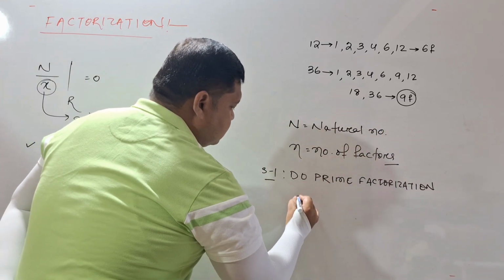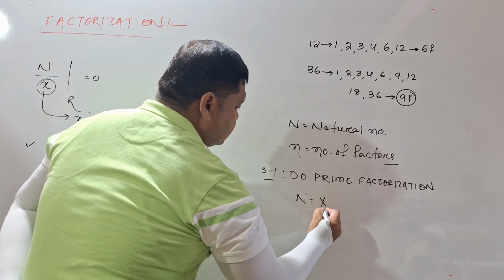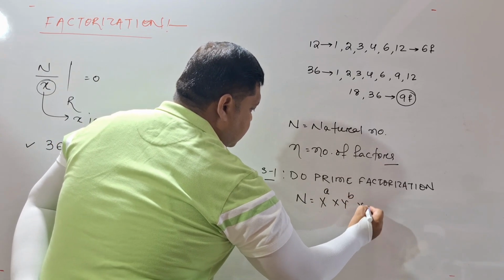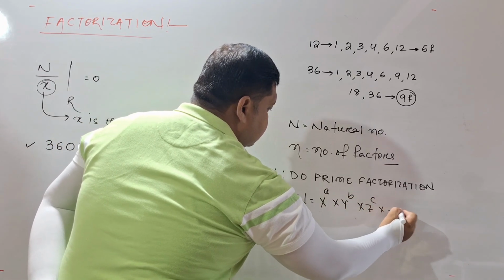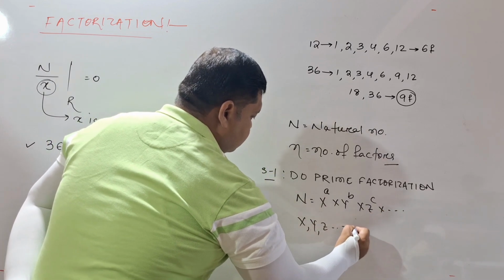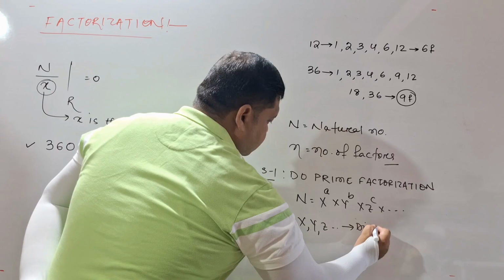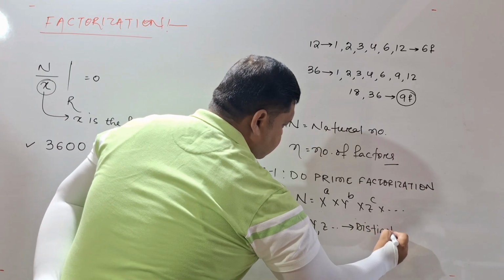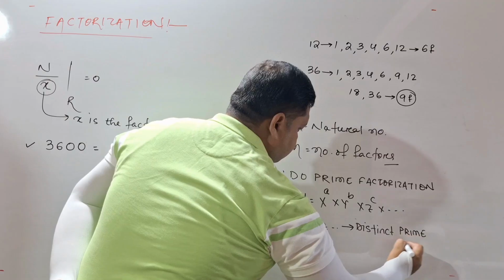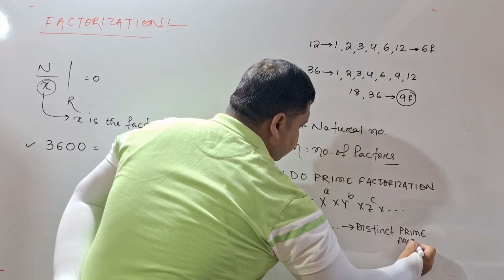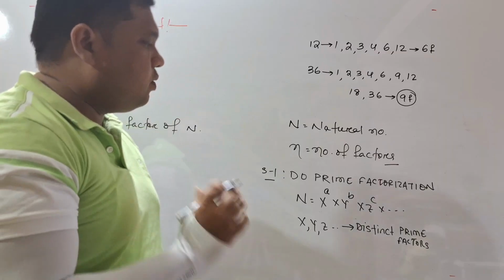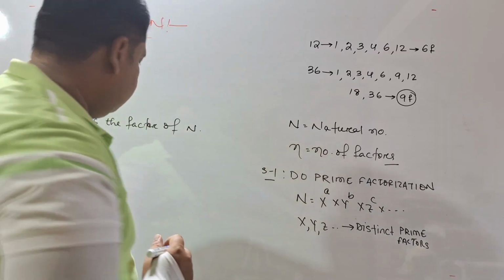Prime factorization means a natural number can be expressed in this way: x to the power a into y to the power b into z to the power c and so on. Here x, y, z are distinct and unique prime factors. Don't worry, I will create the formula here. At the end I will give you the observation on how to find the number of factors within a second.